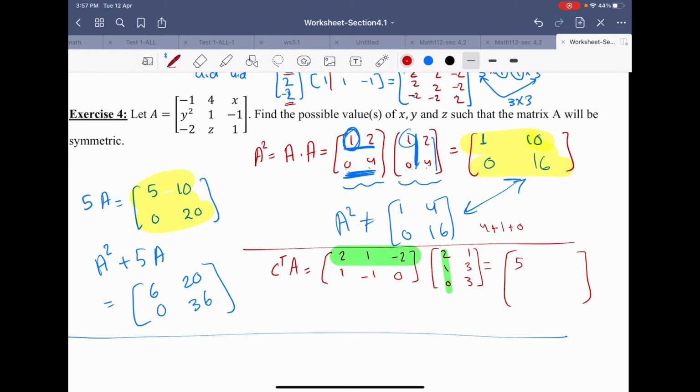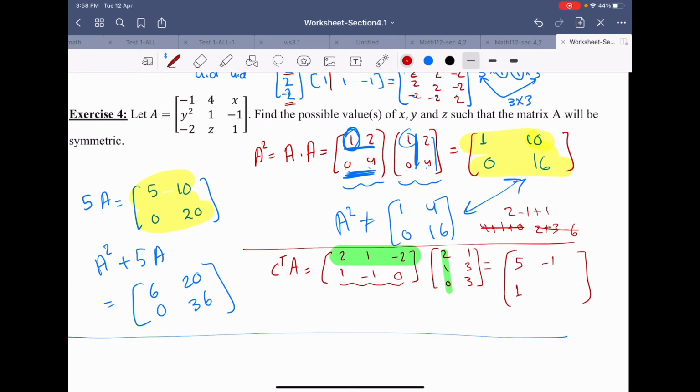Now 2 times 1 is 2, 1 times 3 is 3, negative 2 times 3 is negative 6. So the answer is negative 1. Okay, the same thing with the second row. 1 times 2 is 2, negative 1 with 1 is negative 1, and 0. So the answer is 1.